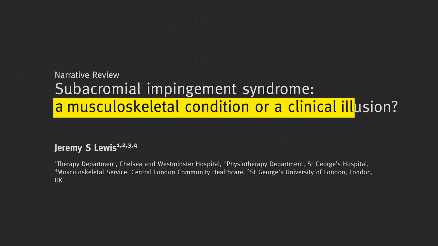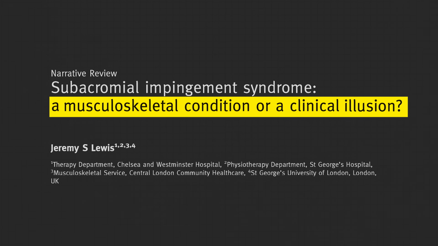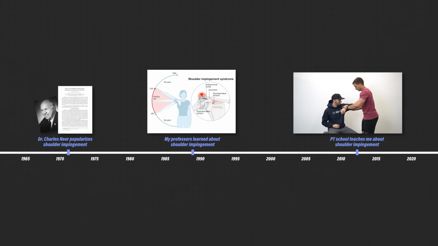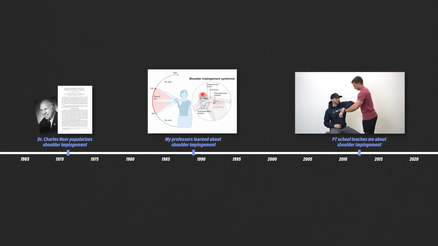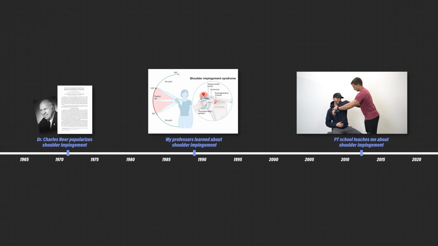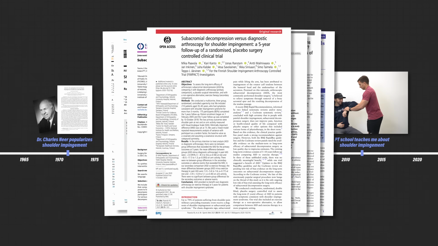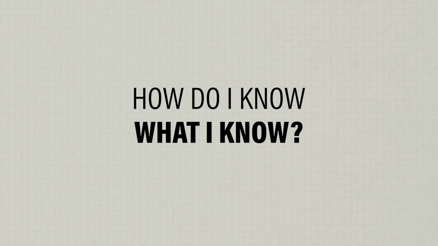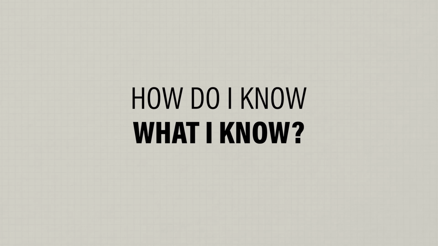Certain clinicians have actually been pushing back against the diagnosis of shoulder impingement for over a decade, but it's hard to change 50 years of medical history that we think we know to be true. However, enough research has surfaced since that time to question the usefulness of shoulder impingement as a diagnosis. Do you have to agree with everything that I've said in this video? Of course not. But for the things that you disagree with, ask yourself, how do I know what I know?